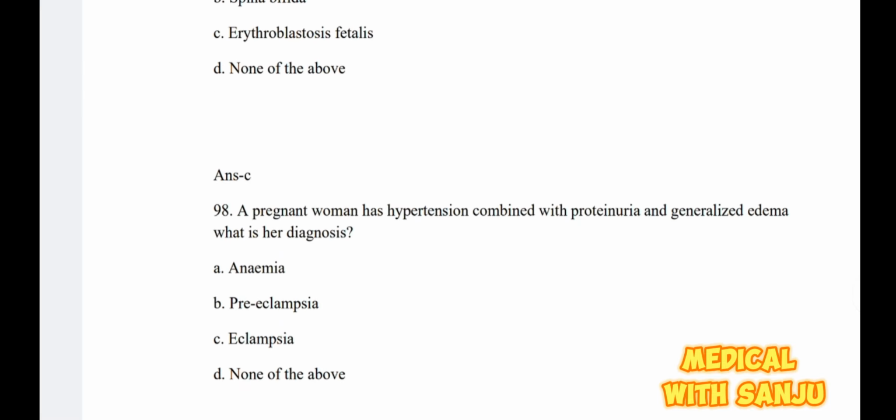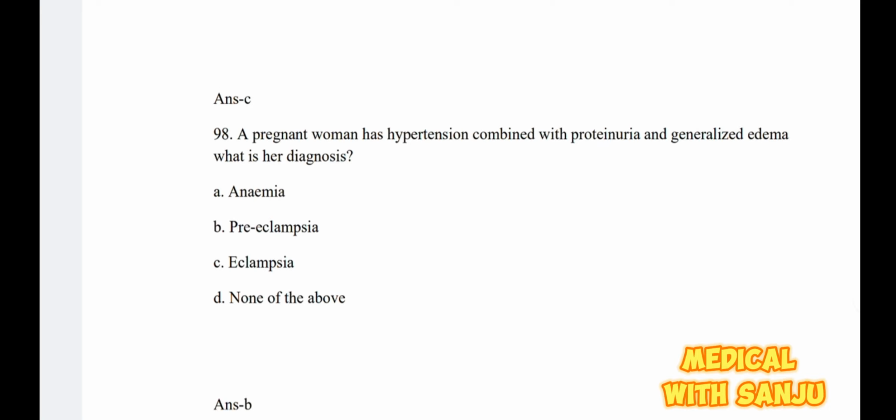Question number 98. A pregnant woman has hypertension combined with proteinuria and generalized edema. What is her diagnosis? Option A, anemia. Option B, preeclampsia. Option C, eclampsia. And option D, none of the above. This is preeclampsia. Option B is right answer.